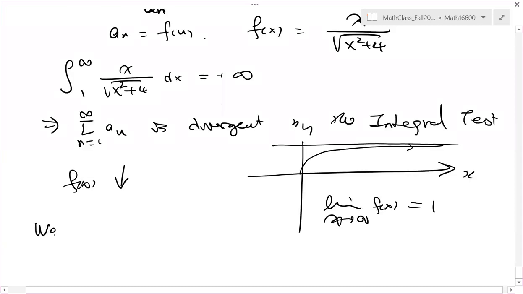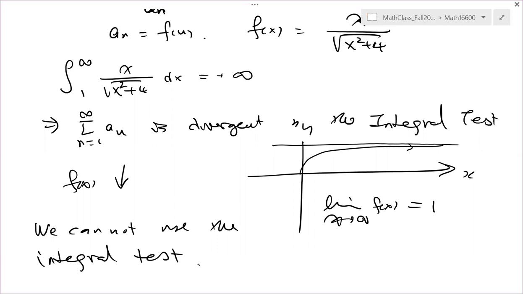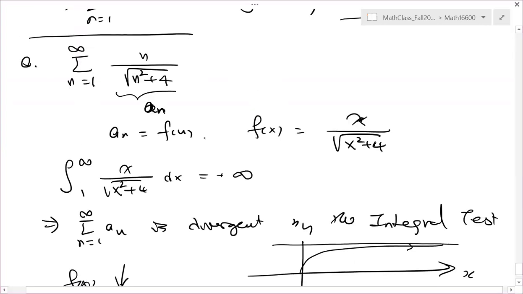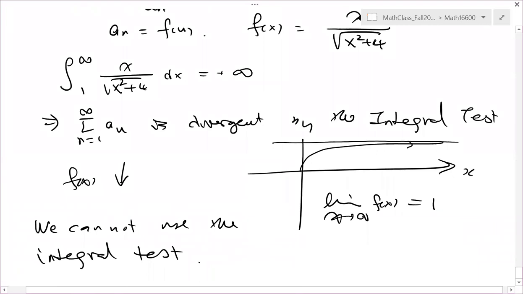So we cannot use the integral test here, unless you modify the problem. Unless you modify the problem, you can have another version of the integral test: if the function is increasing and positive, then the series must be divergent. That's it. You don't need to check whether the integral is divergent; definitely, the integral must be divergent. That's actually the trick. So you cannot use the integral test for this particular problem.